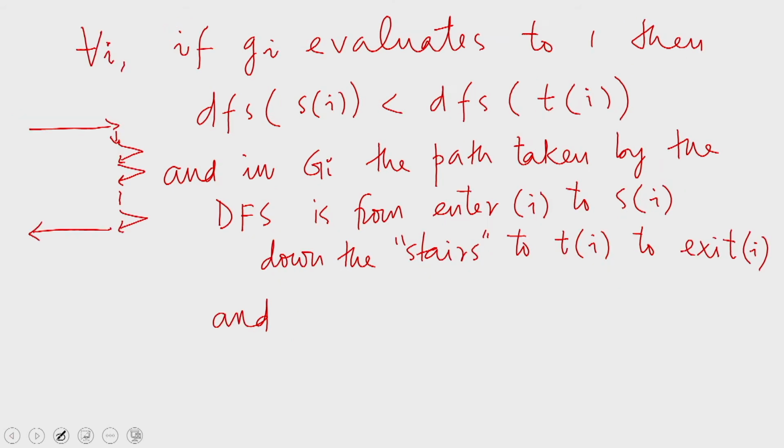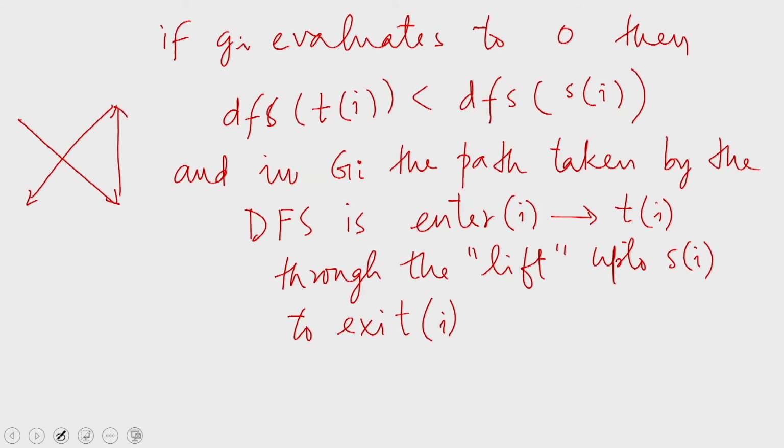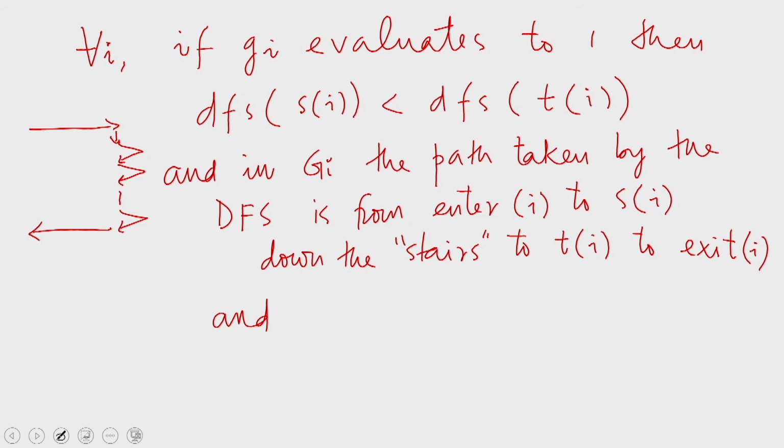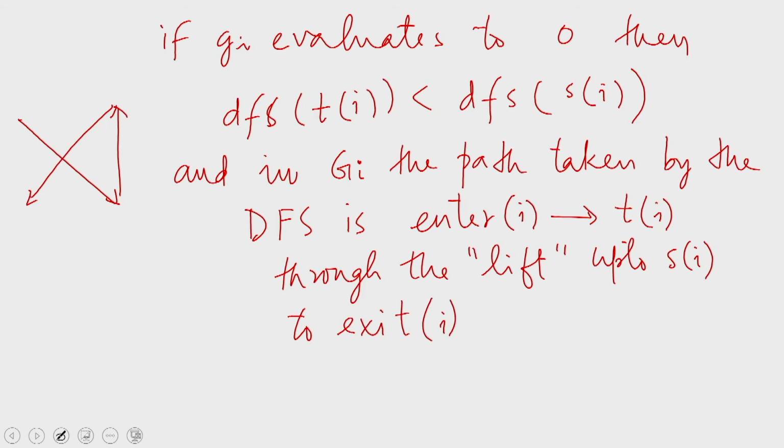So, once again, the claim that we make is this: for every I, if Gi evaluates to 1, then Si will be visited before T of I, and if Gi evaluates to 0, then T of I will be visited before S of I by the DFS. And moreover, if G of I evaluates to 1, the path taken by the DFS in Gi would look like this one. On the other hand, if Gi evaluates to 0, the path taken within Gi by the DFS would look like this. So, this is our claim. We shall prove this by induction.